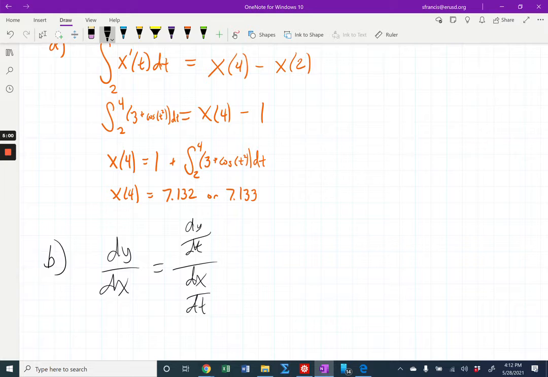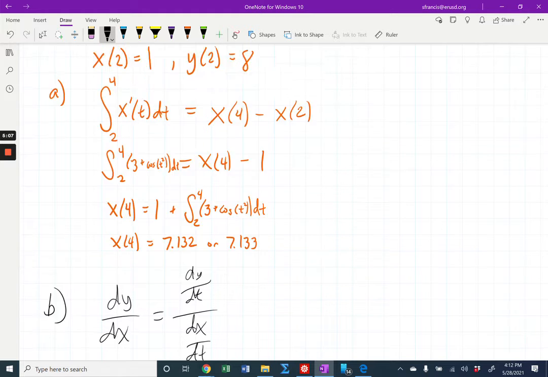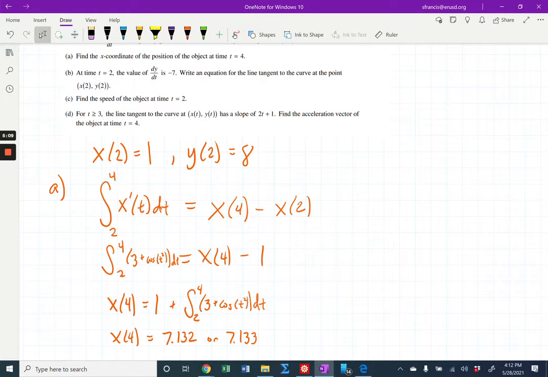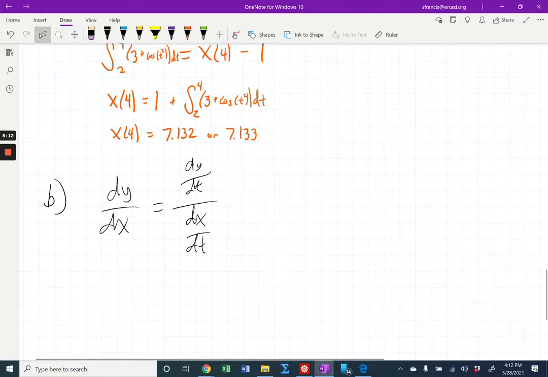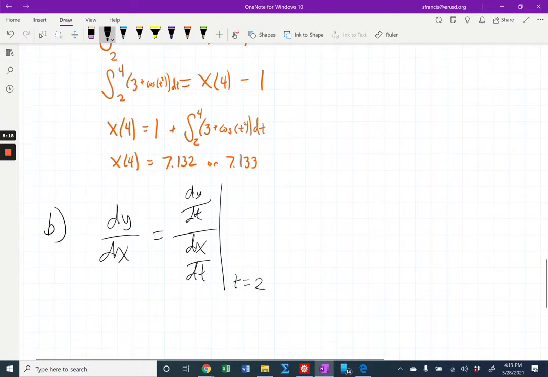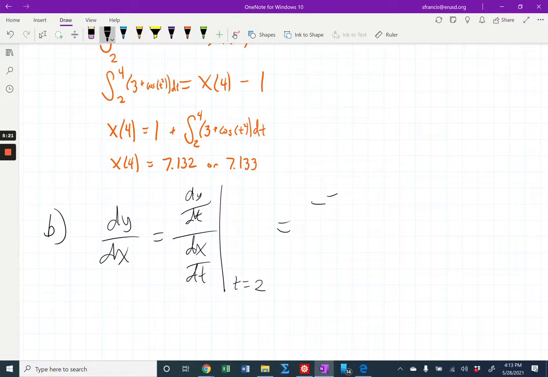I got the point, it's 1, 8. Now I just need the slope at, I don't even remember where, at t equals 2. So I'm going to evaluate this at t equals 2. And what did they tell me at t equals 2? They told me that dy over dt is -7, so -7 on top. And then I know dx over dt is 3 plus cosine of t squared. So this is going to be 3 plus cosine of 4, making sure you're in radian mode.